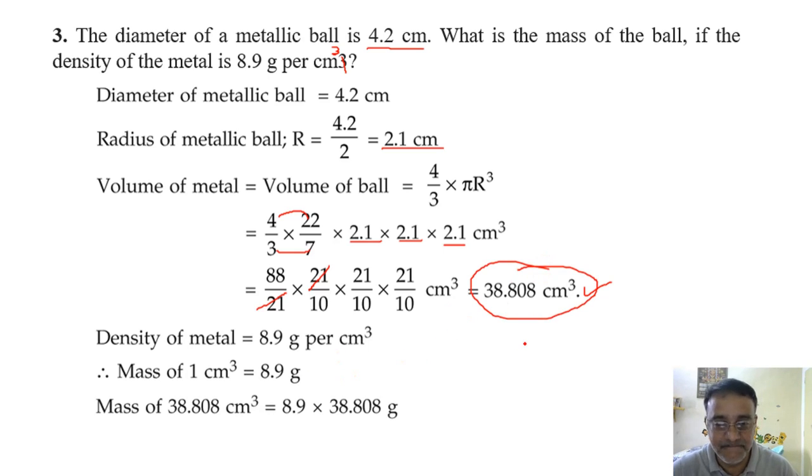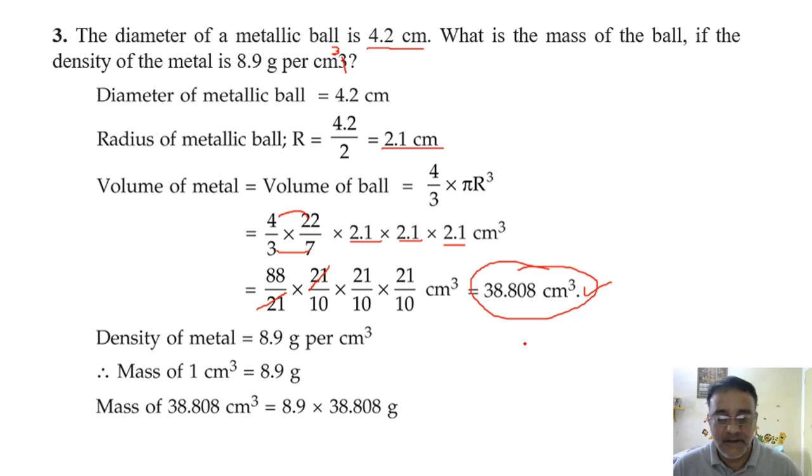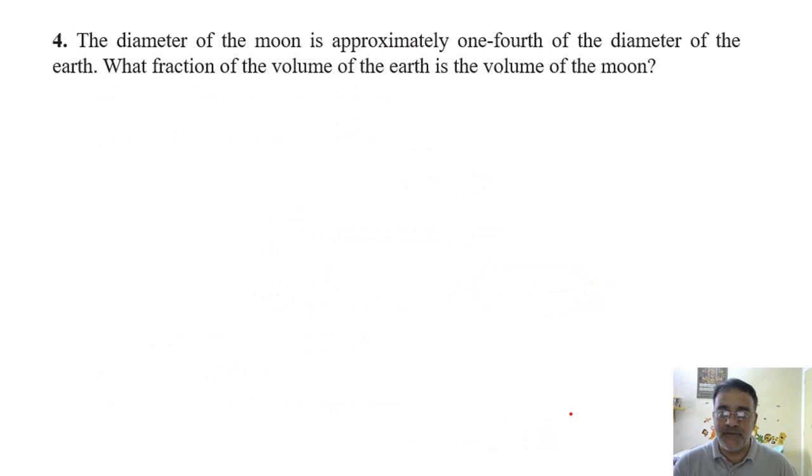Multiply. Okay, if you multiply, you will get 345.3912. Approximately the answer is 345.39 gram. Any doubt? No, sir. Okay, so this is question number 3. Now we are moving towards question number 4.